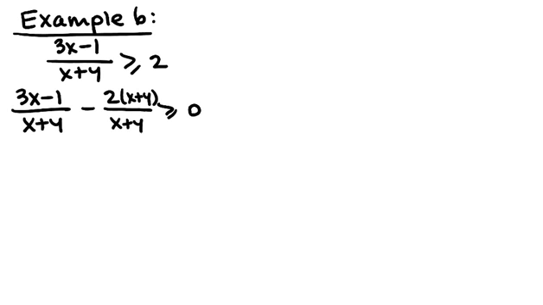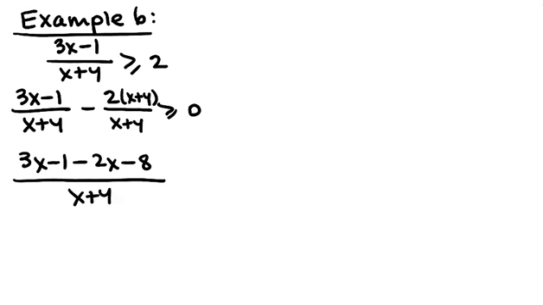Okay, so this is 3x minus 1 minus 2x plus 8, so it's minus 2x and minus 8 over x plus 4. We're interested in where that is greater than or equal to 0. Okay, so I put these all together. I've got 3x minus 2x is 1x, and -1 minus 8 is -9. So I'll just rewrite that as x minus 9.